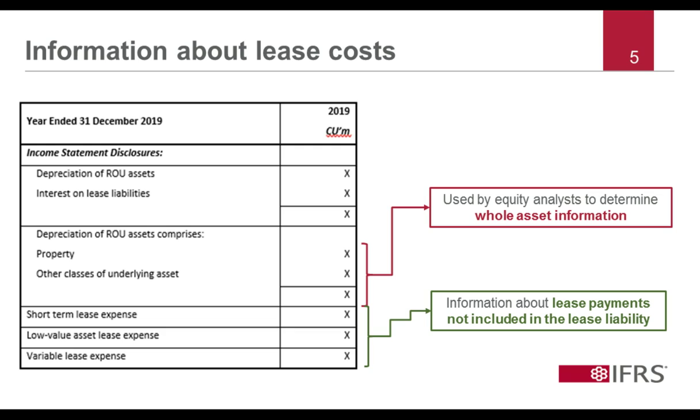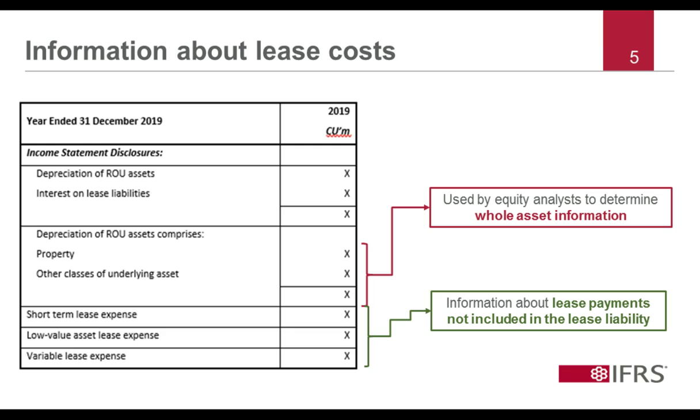Working down the table on the slide, next we have a further breakdown of the depreciation charge on right-of-use assets by class of underlying assets. For those listeners that are wondering why they need to provide this level of detail, Steve, could you explain how investors and analysts will be using these numbers?